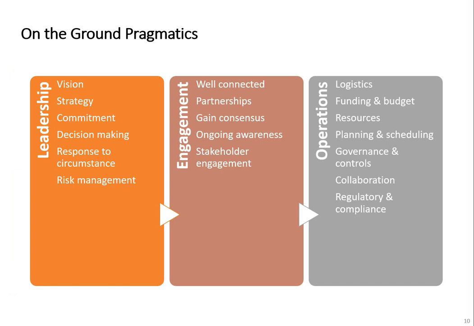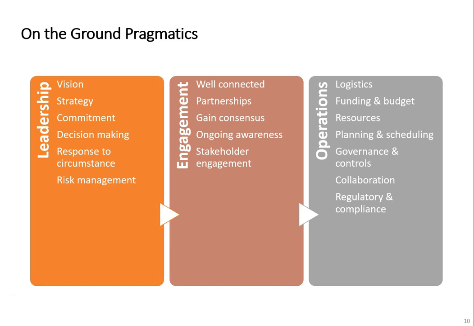The last part of achieving the outcomes required is the on-the-ground pragmatics. It is the people implementing who achieve the required benefits and results. The leadership is required with the necessary vision, strategy, and commitment. The decision-making with a response to circumstances and the risk-based approach are needed. Engagement is required with leaders being well connected with extensive contacts.